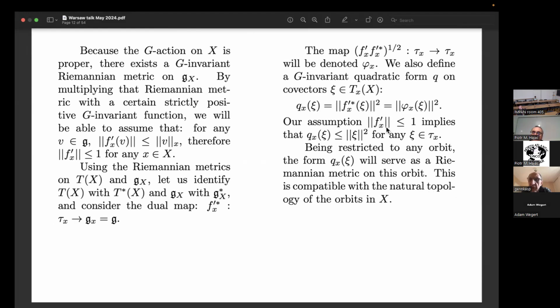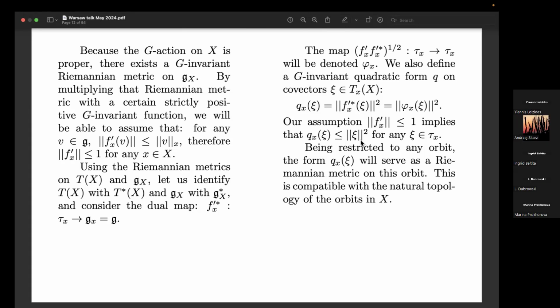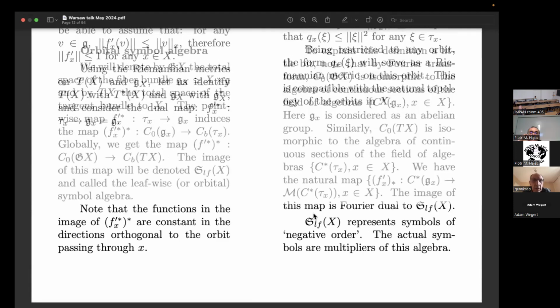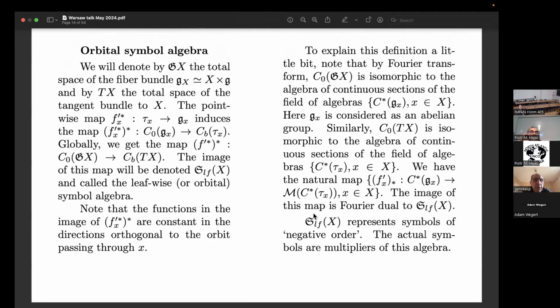So our assumption essentially tells us that this form satisfies this condition. But not only this, this form actually is very well adapted to the topology of the orbits. When the orbit collapses to, say, one point, this form also goes to zero. This form reflects the geometry of the orbits, and so if we want a Riemannian metric on the orbit, we can choose this form for each orbit passing through X. Of course, this form is G invariant, so it doesn't matter which X on the orbit we take.